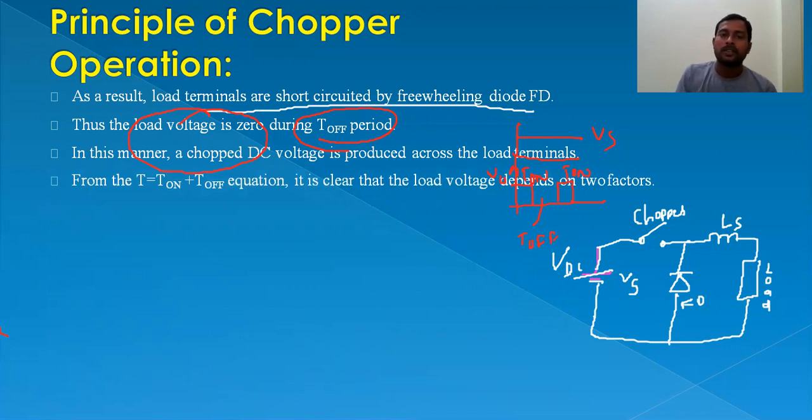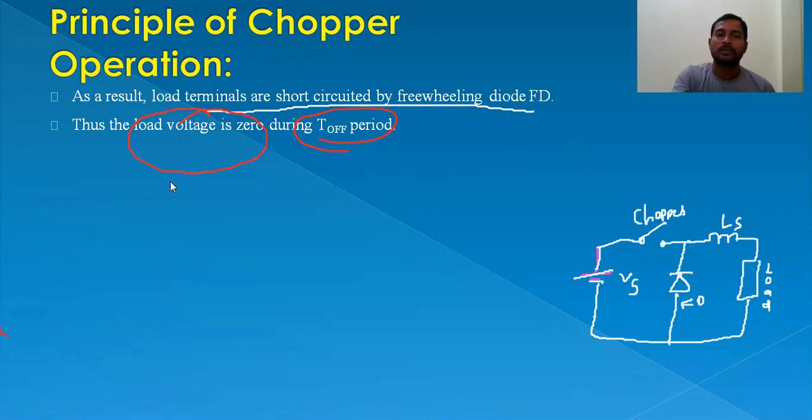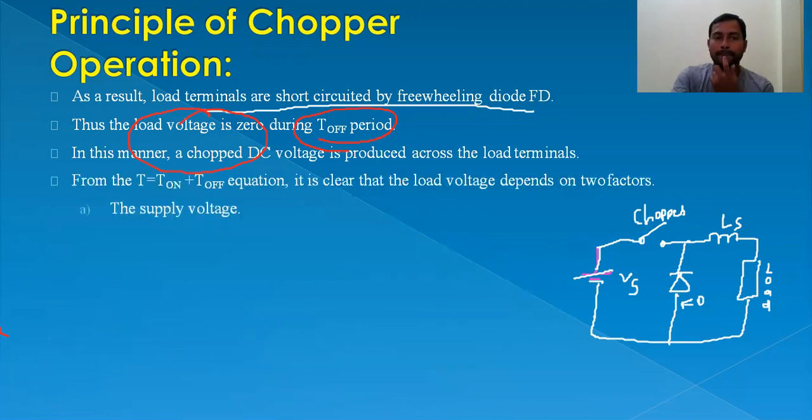And look at this one. The total time period is nothing but on time plus off time. Let me erase this one. So from this it is clear that the load voltage depends on two factors: one is the supply voltage and the other is the duty cycle of the chopper.